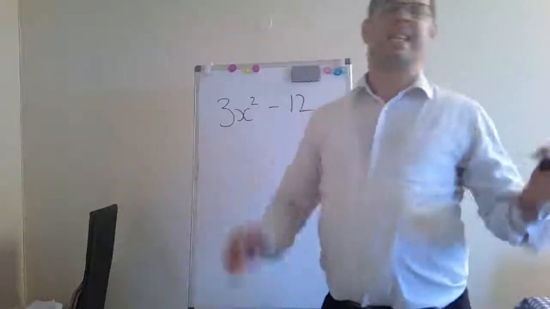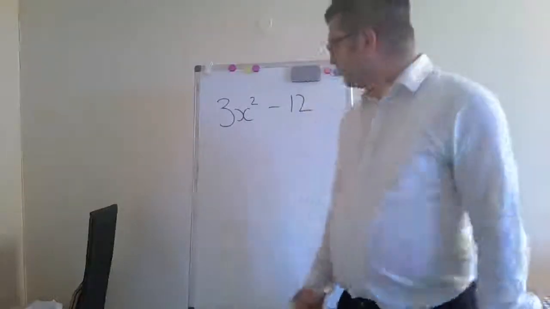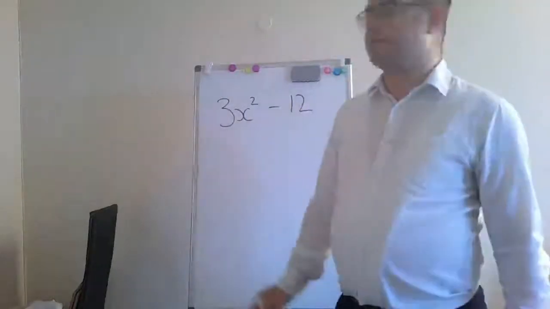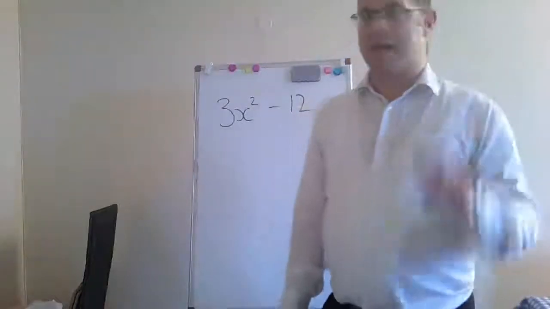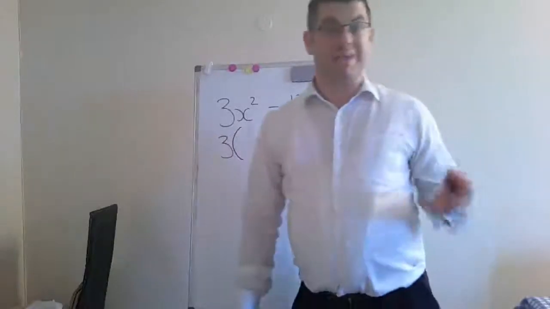Before, we had things like 16 and 9. Okay, there's no common factors there. 3 and 12 have a common factor. So what you do before you begin is take out a factor of 3. Okay? So take out a factor of 3, just like you would have done with easy factorising.